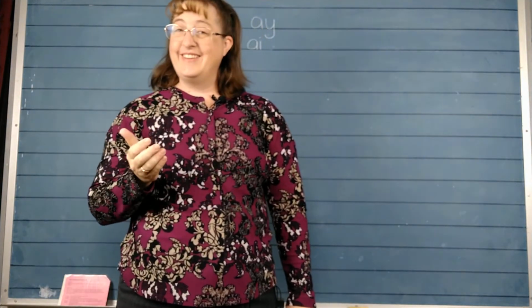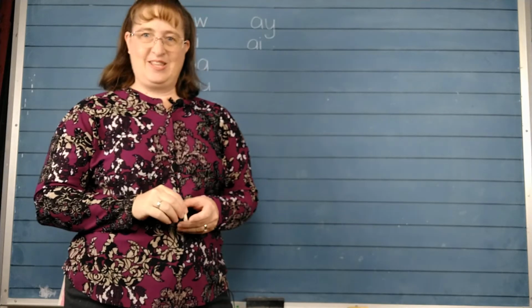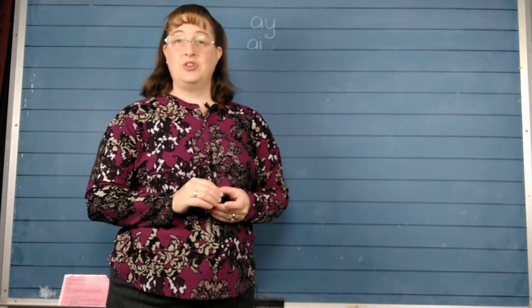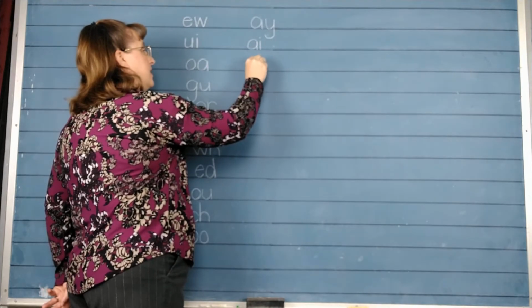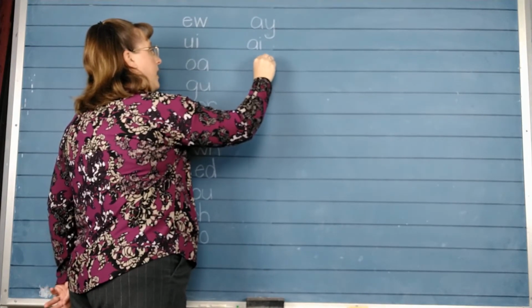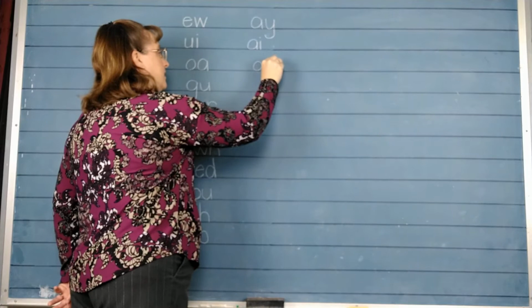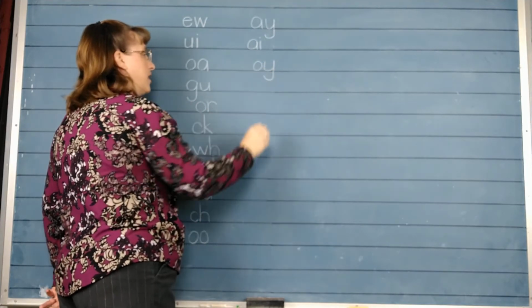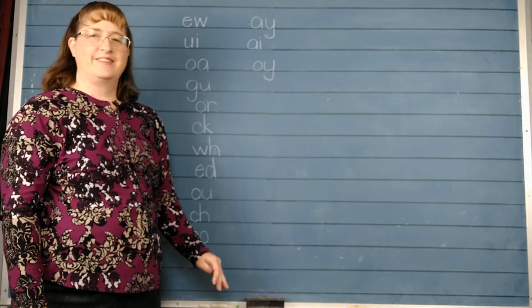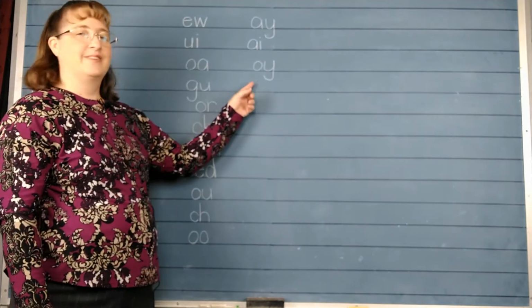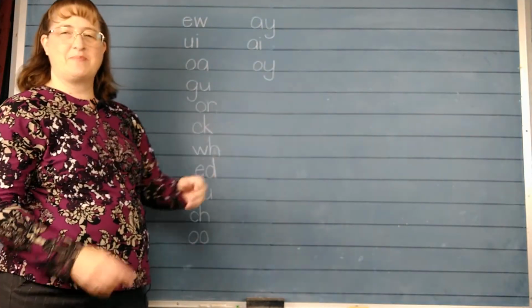Oi. This is the oi that we may use at the end of a word. Looking closely. Maybe you can write it before I write it. Oi. Make sure it's on your paper.